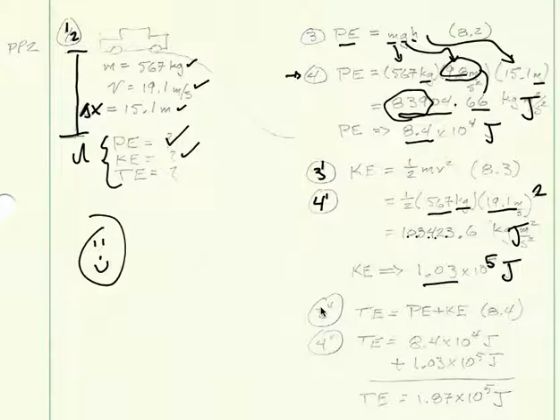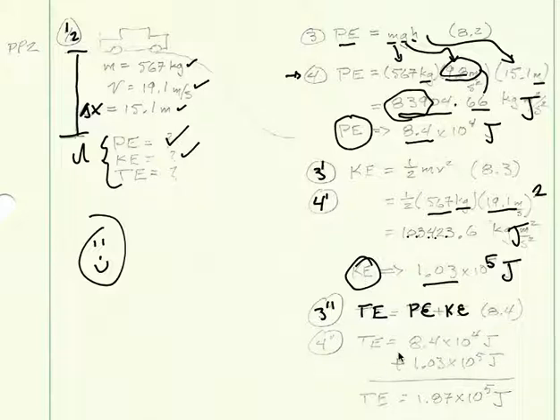The third one's pretty easy. This can be 3 double prime. All right, so my equation is equation 8.4, which gives us the total energy. It's simply, because we're only dealing with mechanical energy, it's the potential energy plus the kinetic energy. Well, guess what? We already know what the potential energy is. We already know what the kinetic energy is. All I've got to do is add those together.